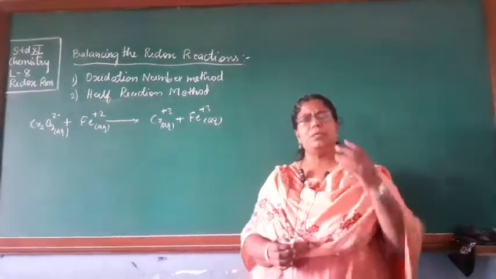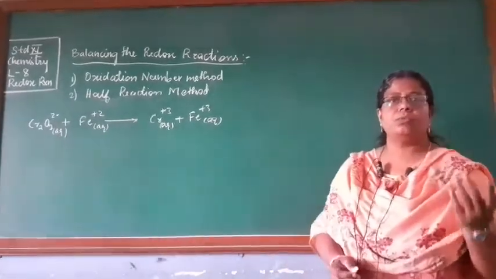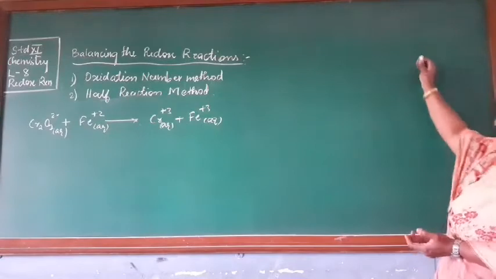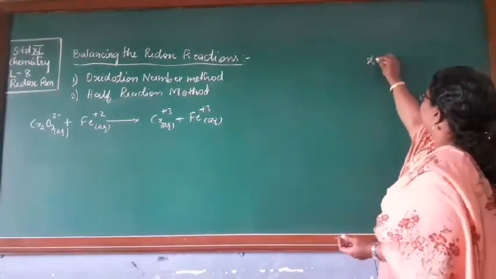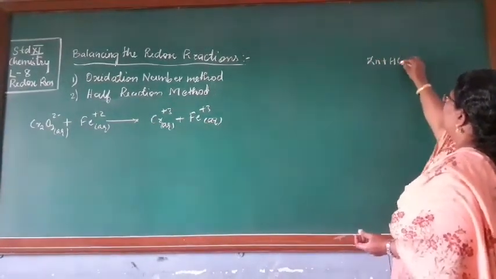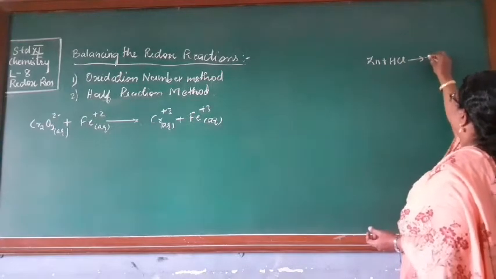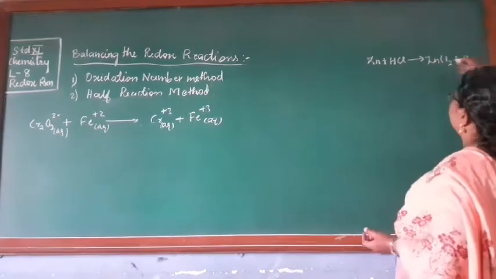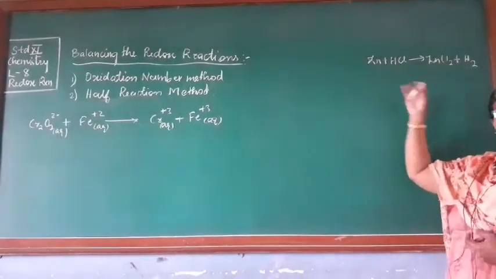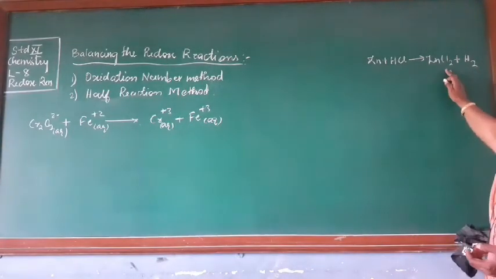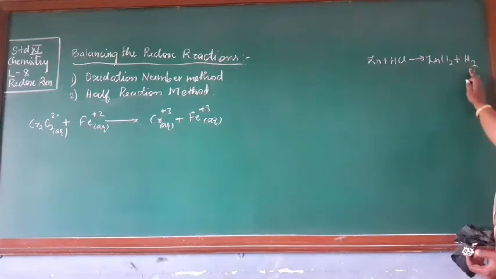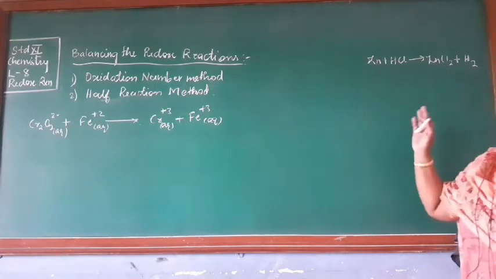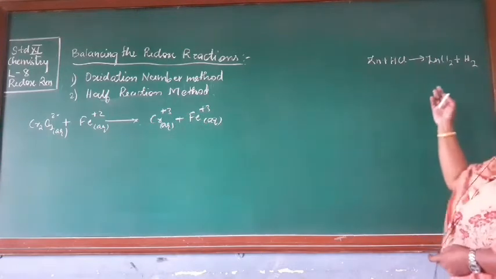Okay, if a simple equation is given to you and you are asked to balance it, you will be able to do it. Say for example, if you have Zn plus HCl giving you ZnCl2 plus H2. This is the reaction of an acid with a metal. It will give you the corresponding salt with release of hydrogen. If this is the equation given to you, you can easily balance it.